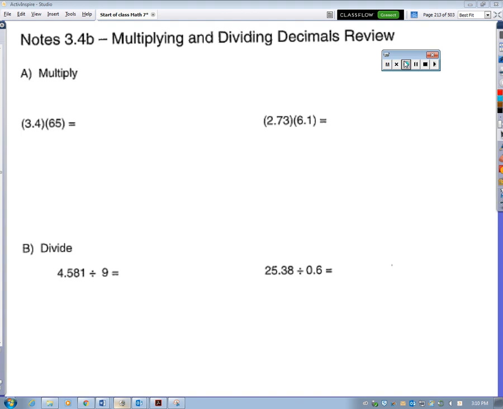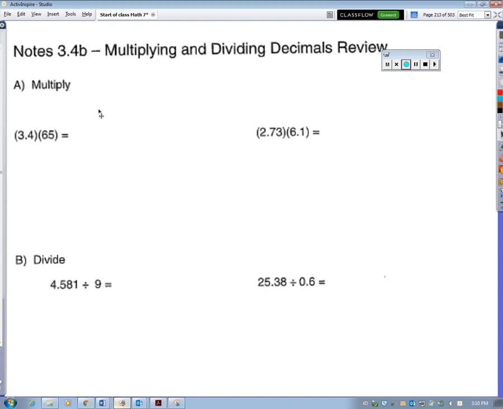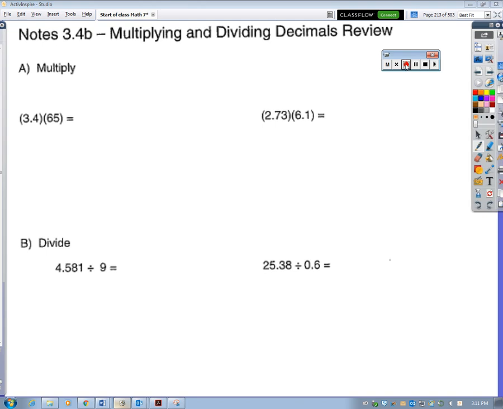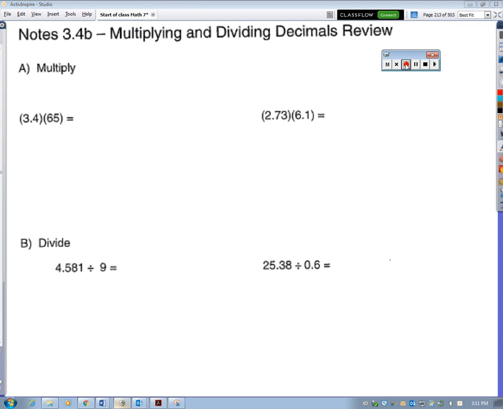Okay, so we're going to start off with 65 on top. It doesn't really matter which number you put up. And 3.4 underneath it. We're going to multiply that. 5 times 4 equals 20. Carry the 2 up there. 6 times 4 is 24, plus the 2 is 26. Alright, I got them lined up neatly.